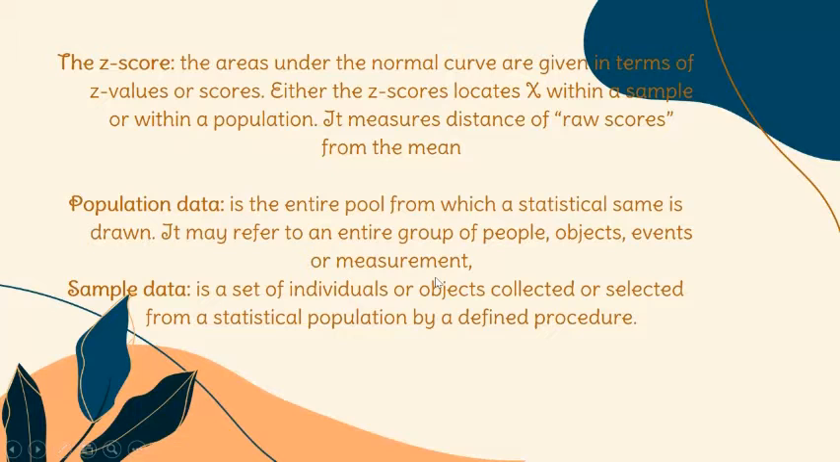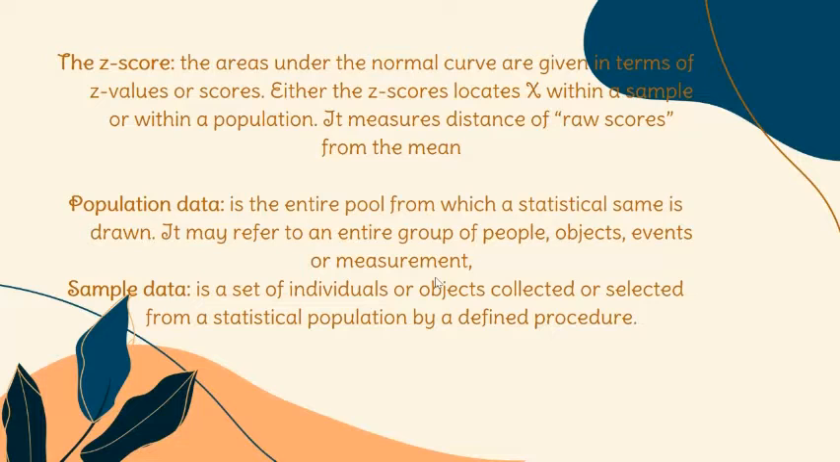We discussed the z-score briefly in the previous lesson. It is stated to be a measure of relative standing. These scores represent distance from the center measured in standard deviation units. There are 6 z-scores at the baseline of the normal curve, 3 z-scores to the left of the mean, and 3 z-scores to the right of the mean, which you can also see in our z table. So the z-scores or the areas under the normal curve are given in terms of z-values or scores. The z-scores locate x within a sample or within a population.